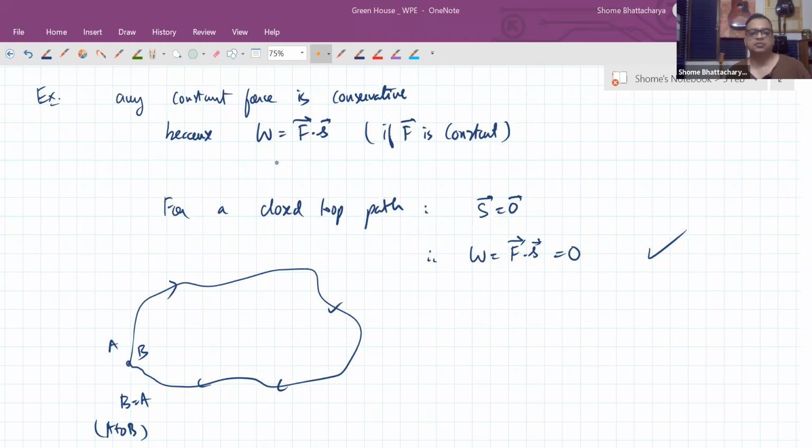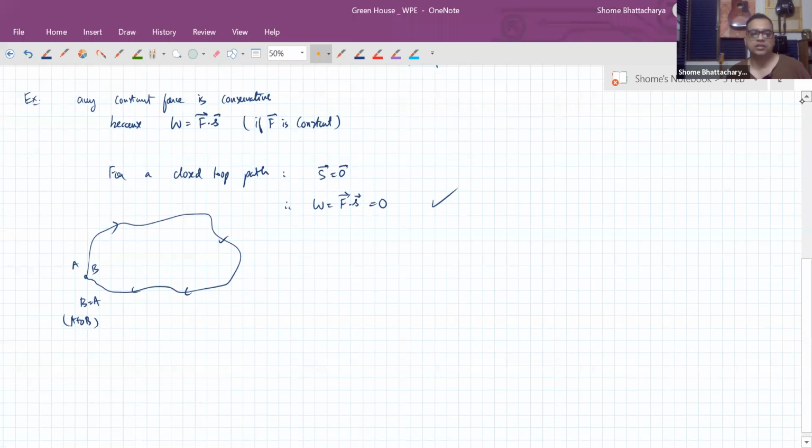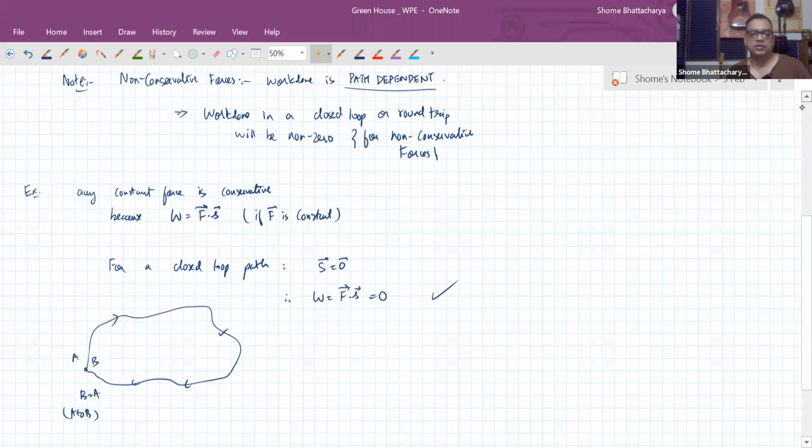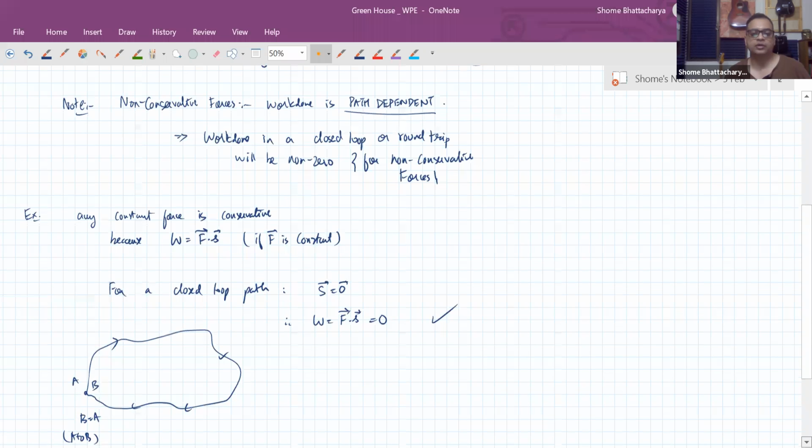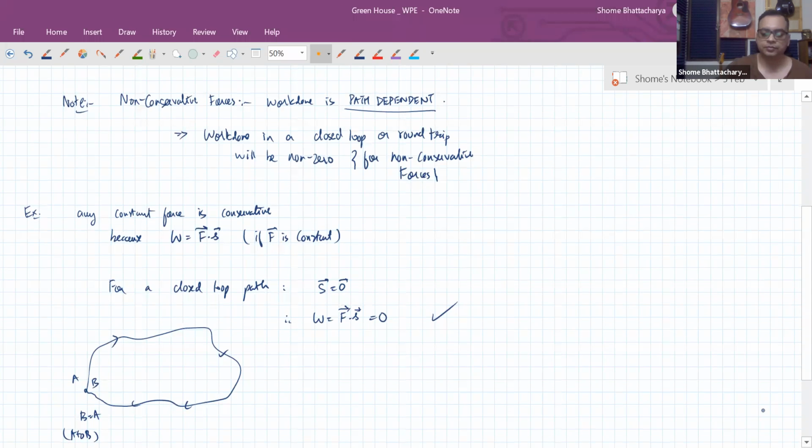But the thing is, this is just one example. Conservative force is not just only constant forces. There are variable forces also which can be conservative. And we will show one such example also, for which again, we'll be able to show that the work done in a round trip will be zero. Okay, write this down fast, please, people.